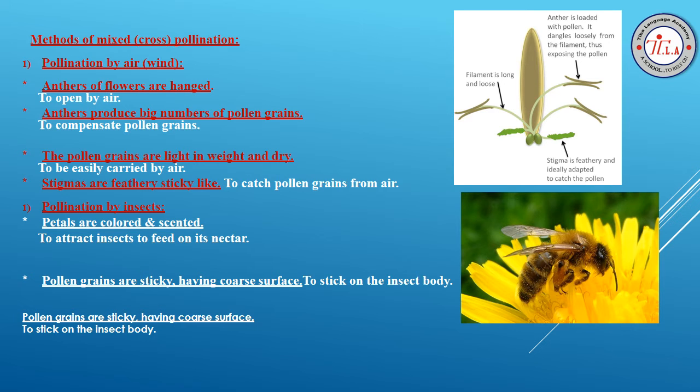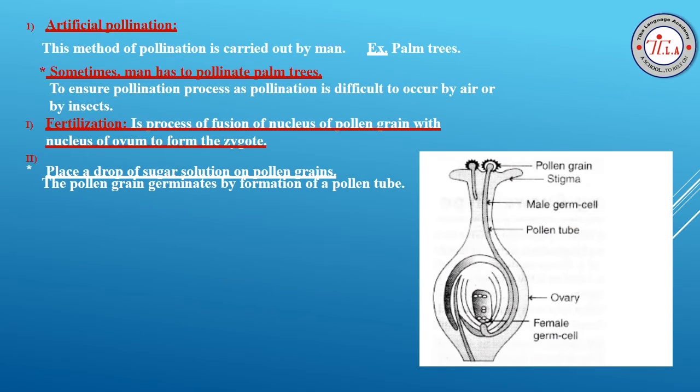So we can make pollination another way, artificial. The human must interfere in this process to ensure the pollination occurs between one plant and another, like the palm tree. And the second process is fertilization. After pollination occurs, the second step is fertilization.